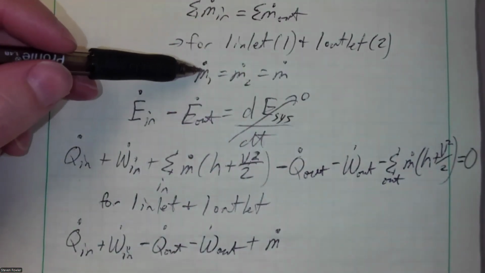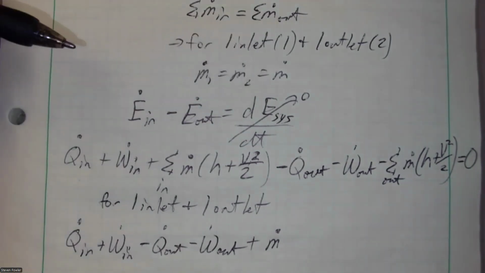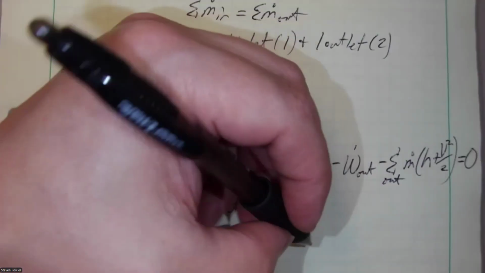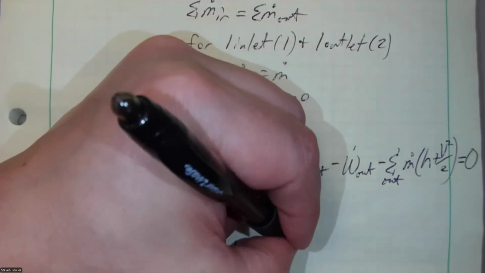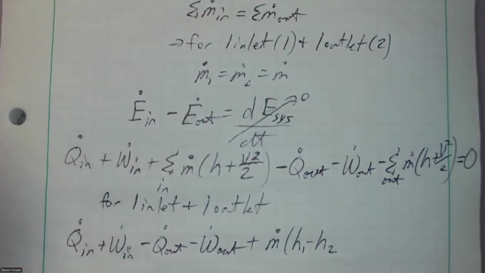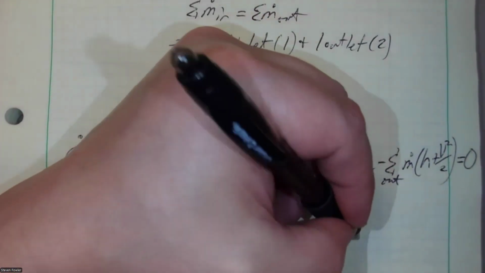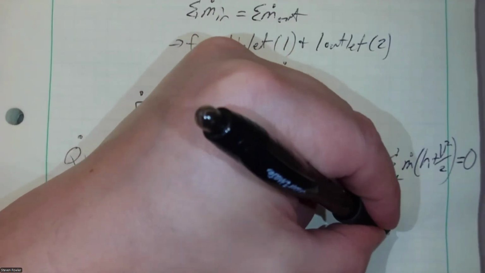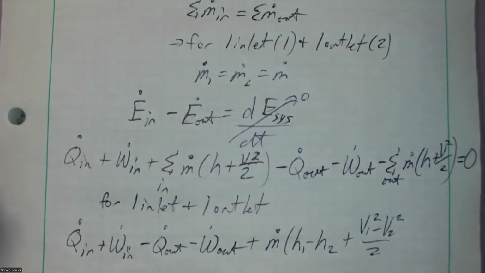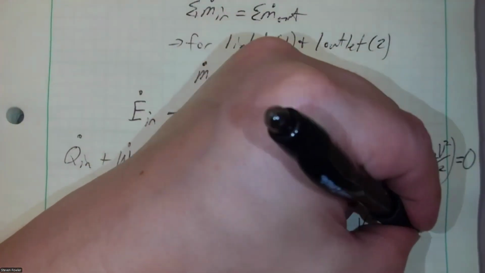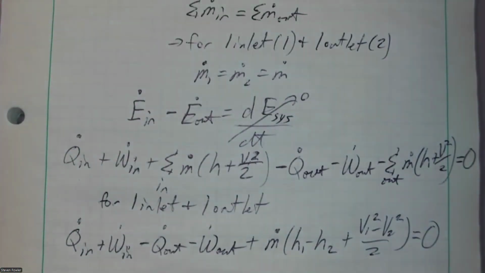We talked about that here. It's m dot 1 is equal to m dot 2 is equal to m dot. So I'm just going to factor out the common m dot and multiply this by quantity h1 minus h2. Again, that's in minus out. Plus v1 squared minus v2 squared, both over 2. Kinetic energy in minus kinetic energy out. And that sum is going to be 0 for a steady flow control volume.